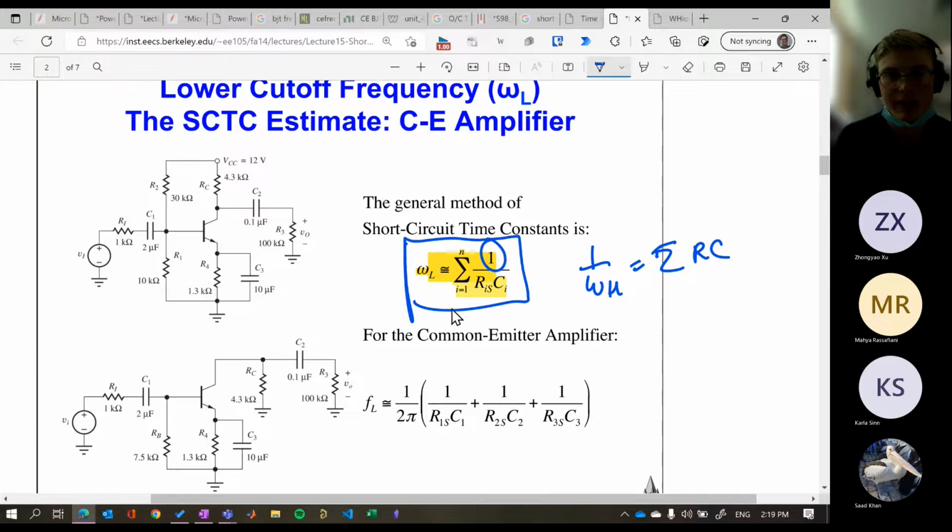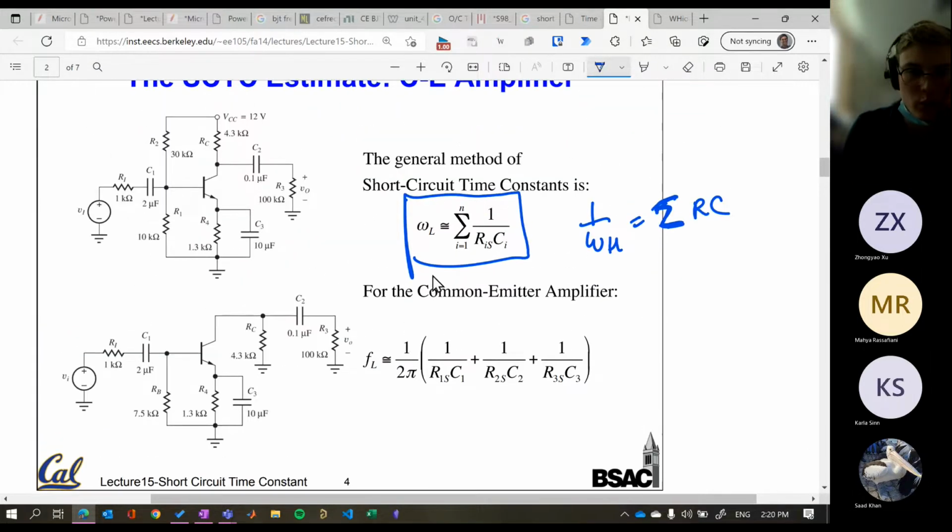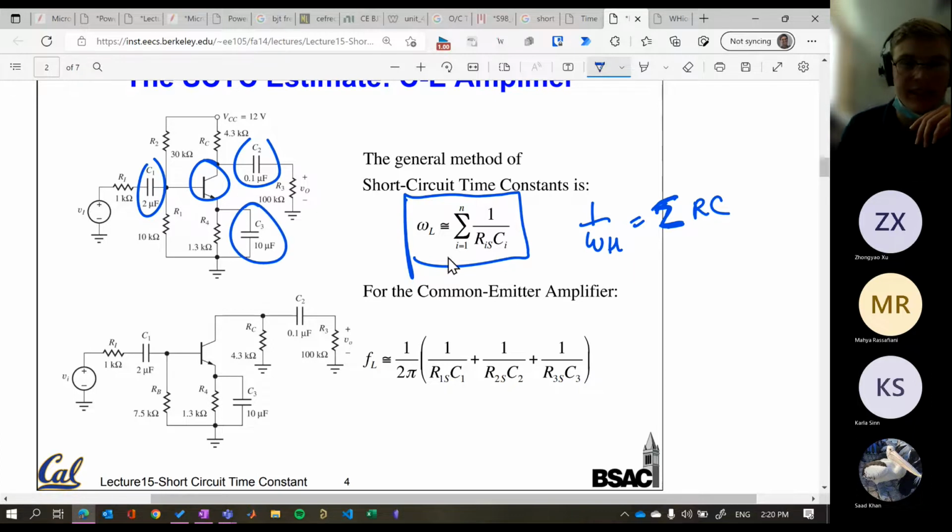Just always refer back to these equations. Don't try and commit them to memory, because there's a 50-50 chance you'll just get it wrong, and it's not worth getting it wrong, especially in an assignment or something. So we're going to have 3 capacitances at low frequency, right? So our high frequency effects aren't coming into play from this transistor. We've just got C1, C2, and C3, our coupling capacitors and our bypass.